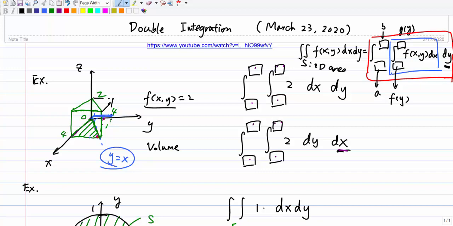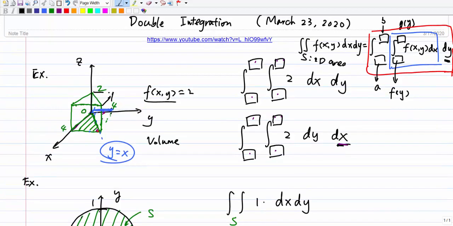To give you some more ideas about how to figure out the lower bound and upper bound, I'm going to give you an example over here, and also go over some general examples later on, so that hopefully can help you understand how you find the lower bound and upper bound for the inner integration and external integration. So let's get started with the first example here.